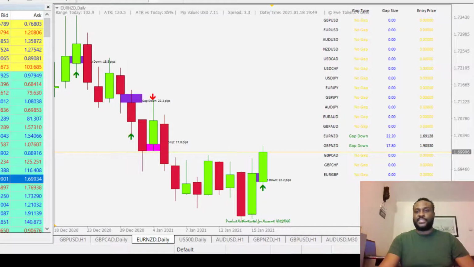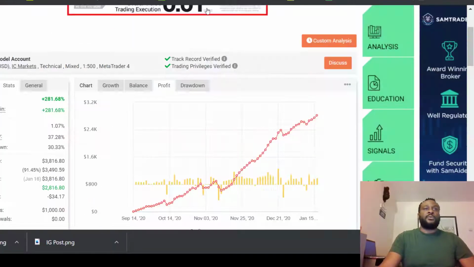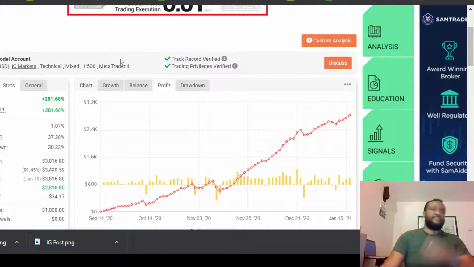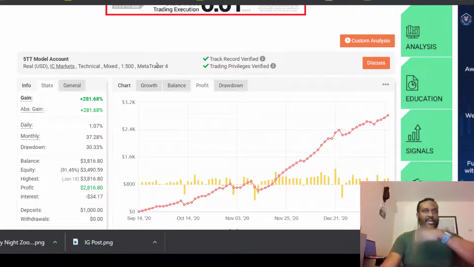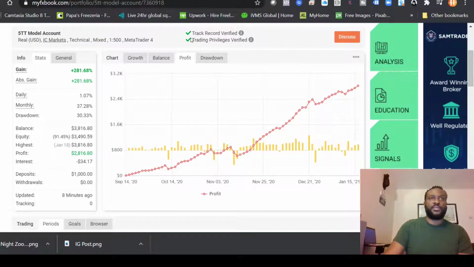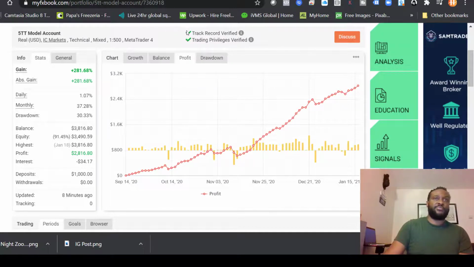And as you can see, I'll just drag this here onto the chart to show you one of our accounts that we trade. We trade a gap system on it, as well as our 5TT wave strategy and our London breakout strategy as well. This track record has been independently verified by a third party through this company here. So track record verified, trading privileges verified, it is a real account.